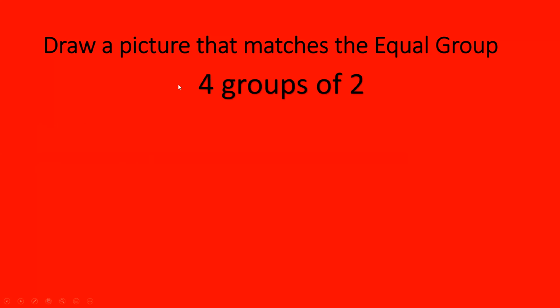So we're going to draw a picture of 4 groups of 2. So you're going to draw 4 circles, and in each circle or each shape you choose to draw, you're going to put 2 of every item. So now is a great time to pause the video and build your equal group.